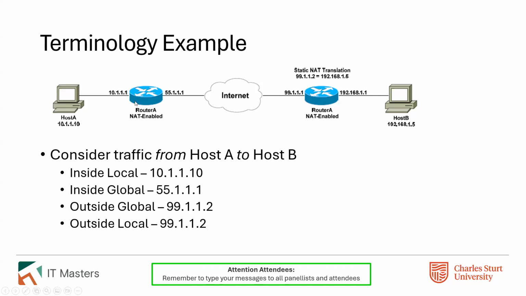So essentially, a couple of errors on this diagram. Router A is the top one, and router B, the one on the right, is actually the bottom one. So one is running what we would call PAT, port address translation. The other is running static one-to-one NAT between 99.1.1.2 and 192.168.1.5. And what that means is that host A, by connecting to the address 99.1.1.2, will actually be connecting to this internal host here.